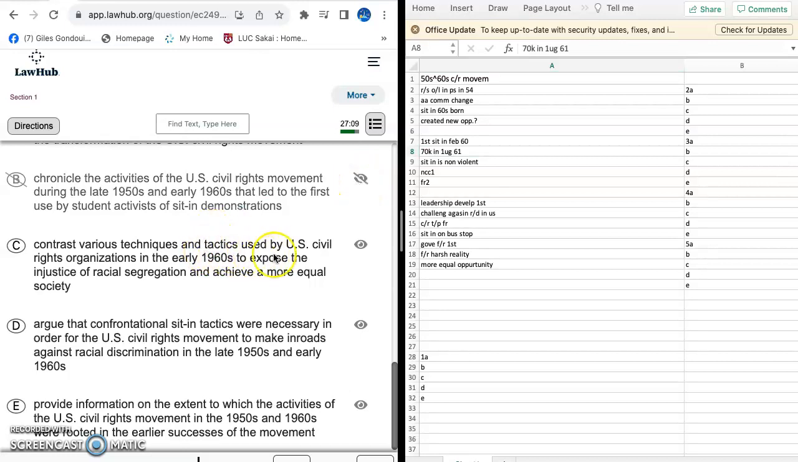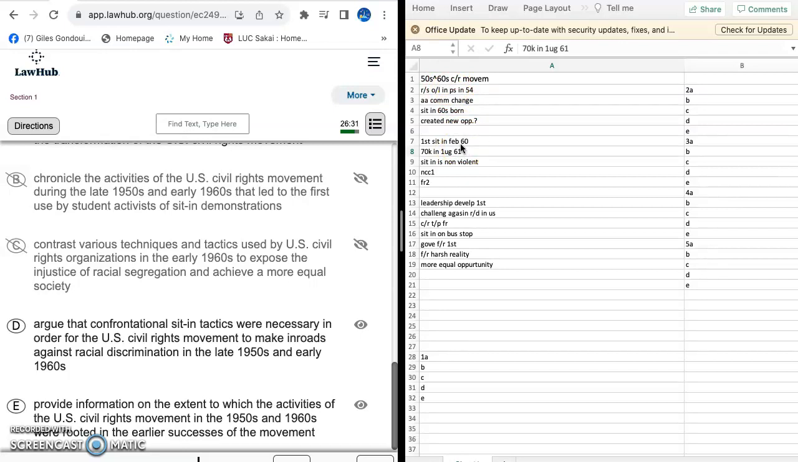Contrast the various techniques and tactics used by U.S. civil rights organizations in the early 1960s to expose the injustice of racial segregation and achieve a more equal society. They didn't really expose too much in this passage about the harsh reality. There wasn't too much exposure going on, so no. Argued that confrontation and sit-in tactics were necessary in order for the U.S. civil rights movement to make inroads against racial discrimination in the late 50s and early 60s. Not too much that the sit-in was a point in between the 50s and 60s.